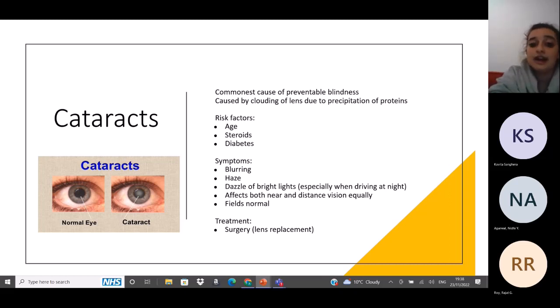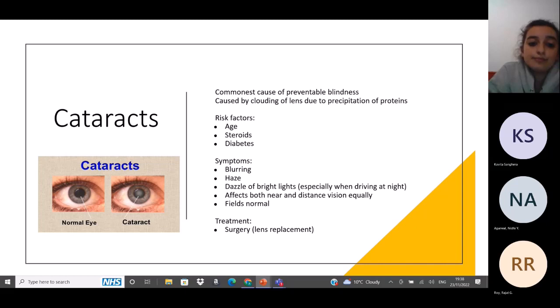It affects both the near and the distance vision equally, because it's within the lens, and their fields will be normal, because it's just within the whole lens, it's not a particular area. And the treatment is surgery. So if someone's got severe cataracts, they just need a referral, because that's the main treatment.